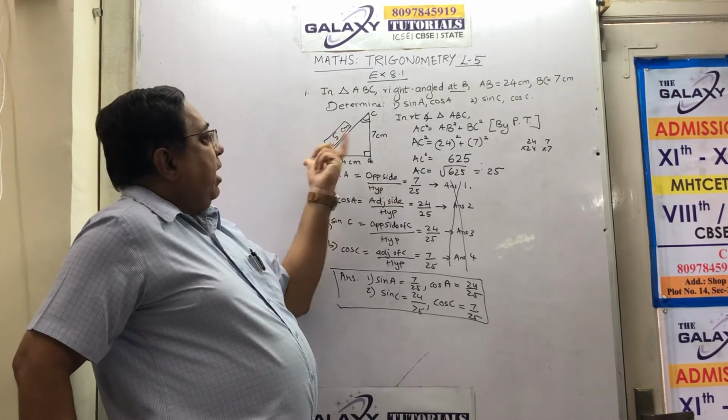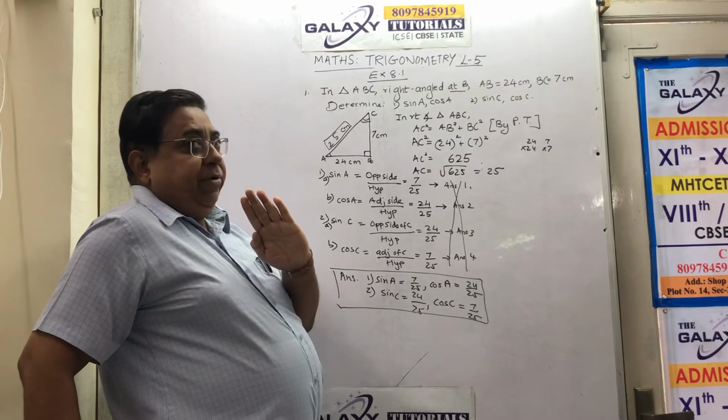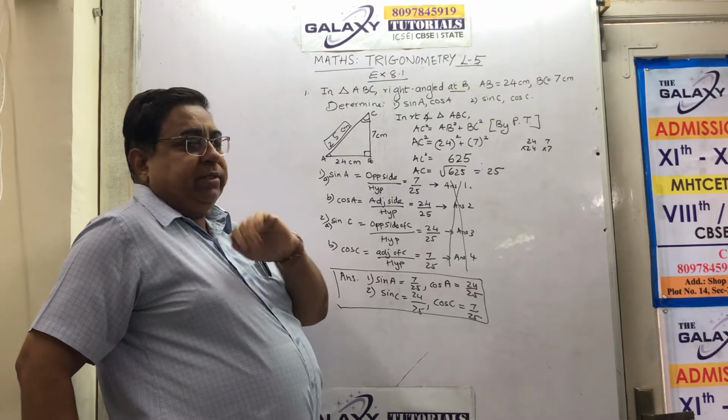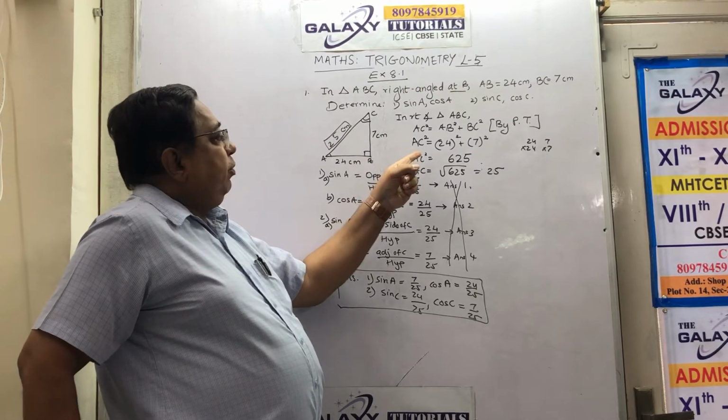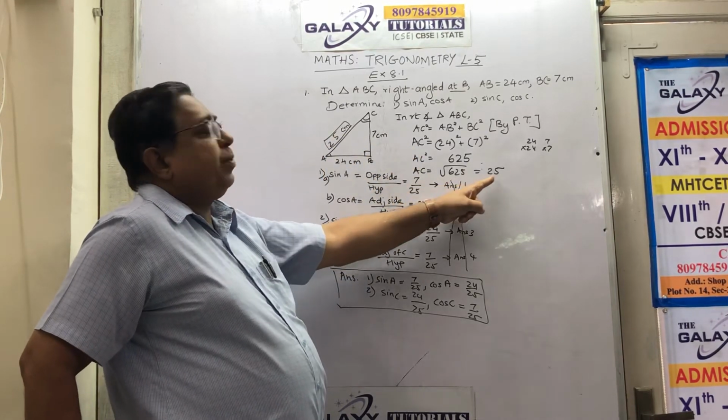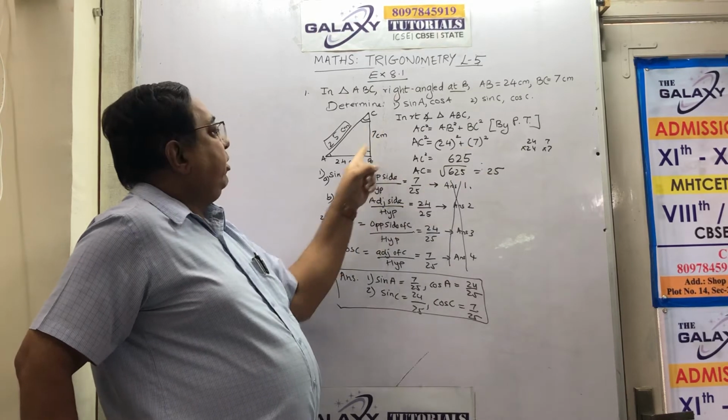So first, I need 3 sides. Trigonometry is the ratio of the 3 sides of a triangle. The third side, we have to find using Pythagoras theorem. If I use Pythagoras theorem, I get the third side as 25. Now I have all the 3 sides.